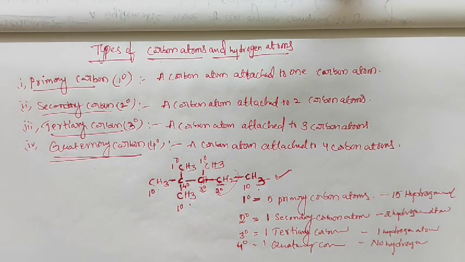Next we will discuss the longest chain rule. This is about naming, nomenclature. We are already discussing the naming of organic compounds, and this is a part of that. So we should know about this, and only then should we write the names.